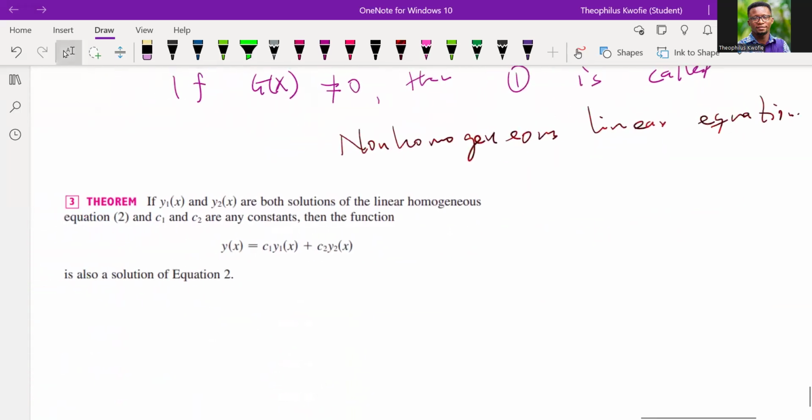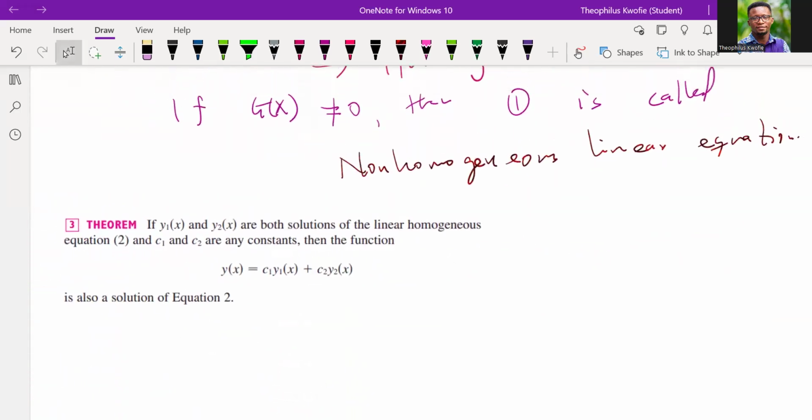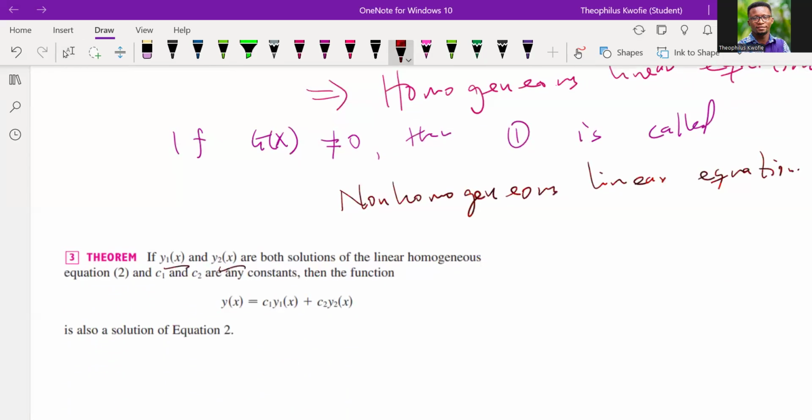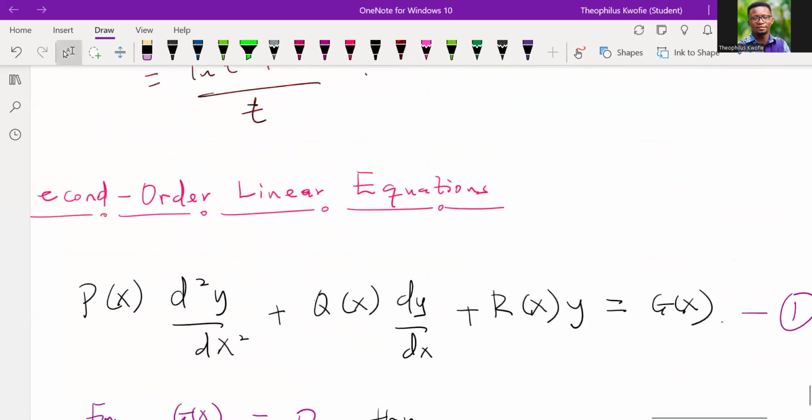So we move to a theorem. In this theorem, we say that if y1 and y2 are both solutions of the linear homogeneous equation, okay, so equation one, then C1 and C2 are any constants. Then we claim that their sum, which is these two solutions, now becomes a solution of equation one, which is very, very important. Remember that this is our equation one.